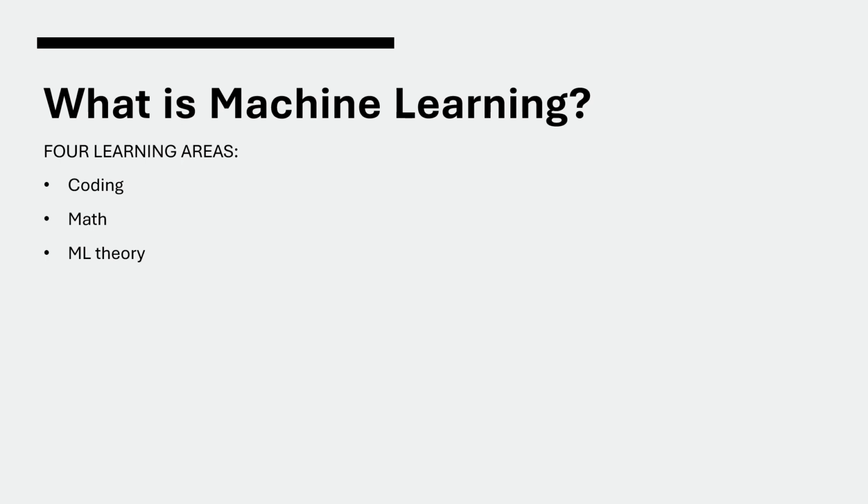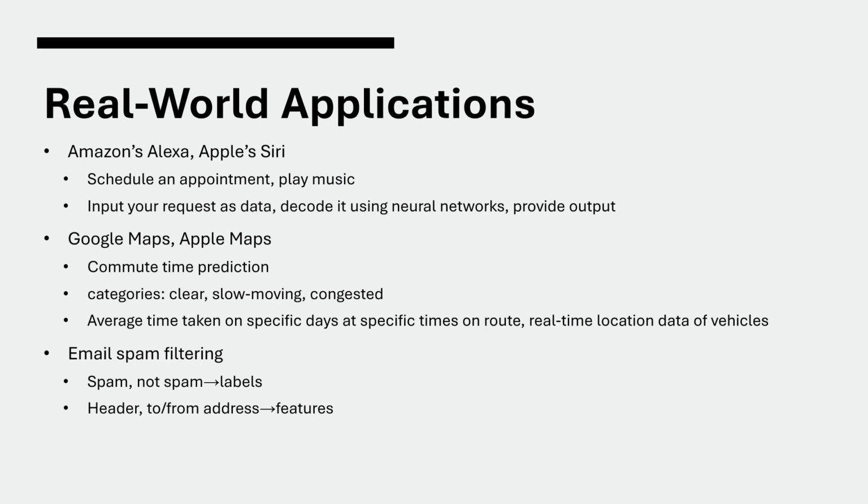So some real-world applications of machine learning are ones you've probably already encountered or use on a daily basis. Products like Amazon's Alexa or Apple Siri can schedule an appointment or play music at request by taking your request as data, decoding it using neural networks, and then providing that output to you in the form of playing a playlist.